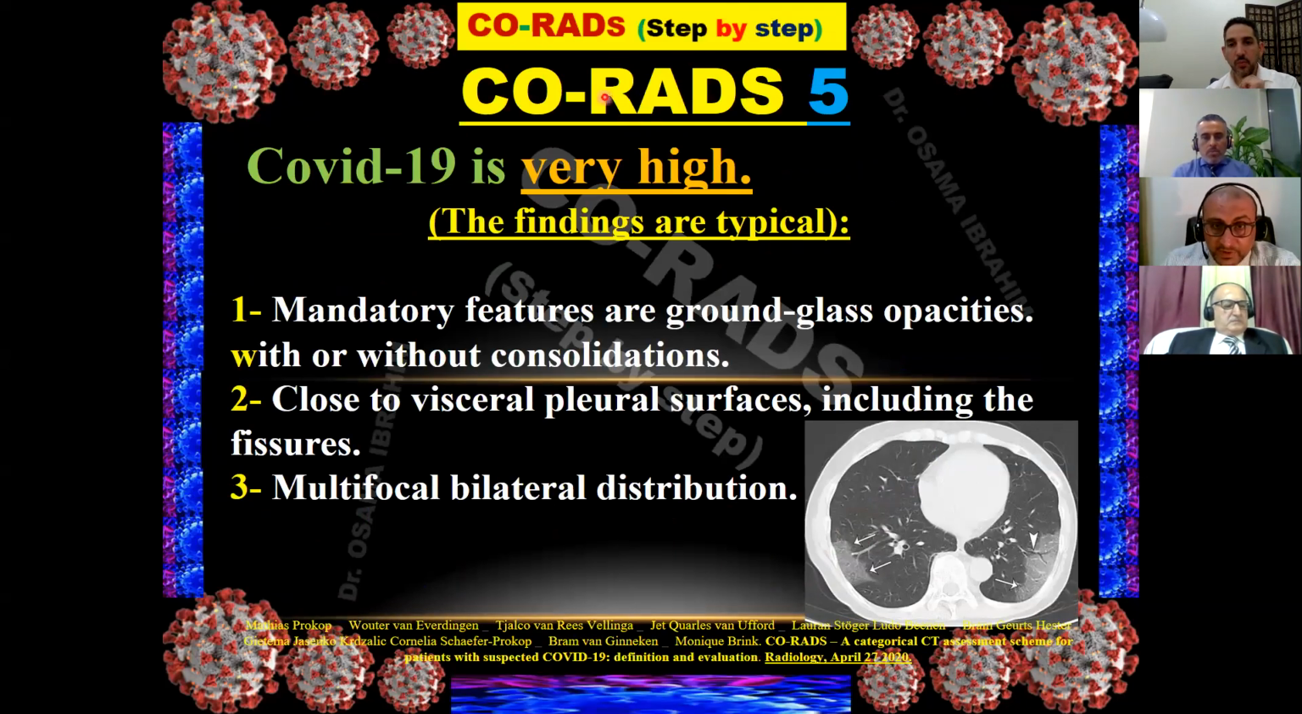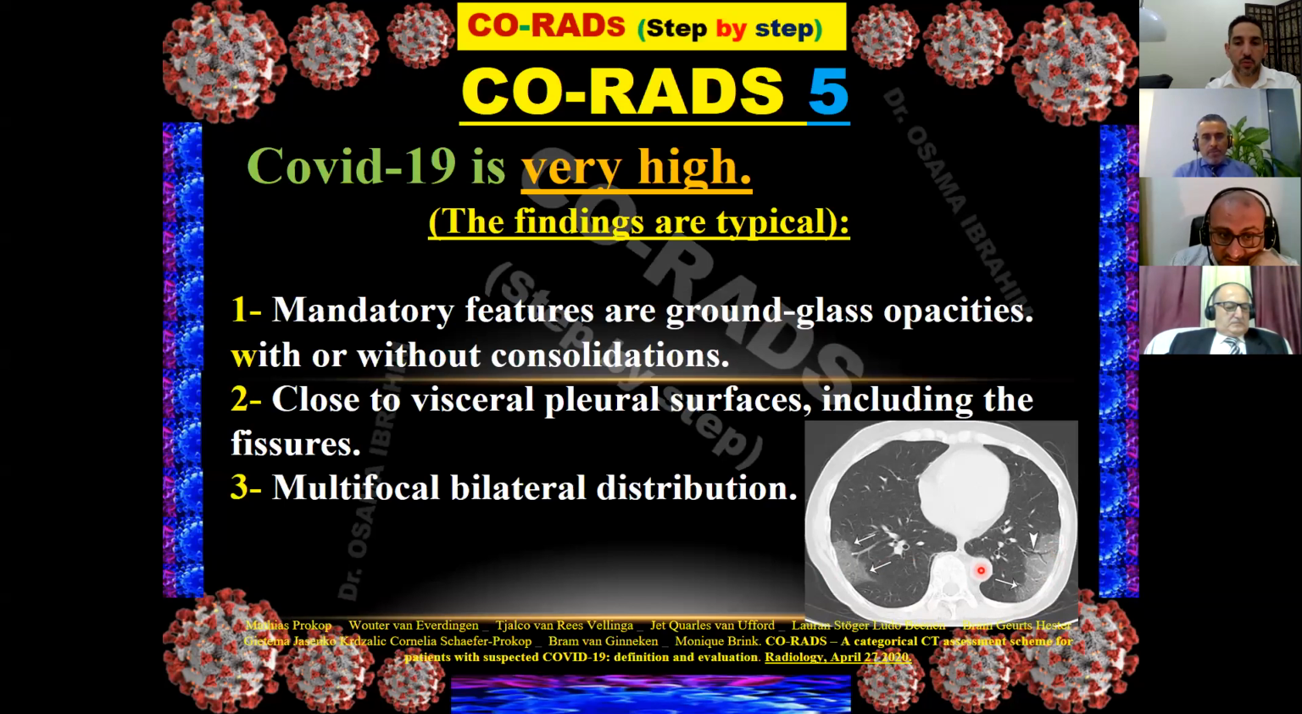So I prefer starting with CORADS 5, because CORADS 5 has very typical signs, representing a very high possibility of COVID-19. If there are these typical findings on HRCT, I suggest COVID-19 is very highly possible, and I classify it as CORADS 5.